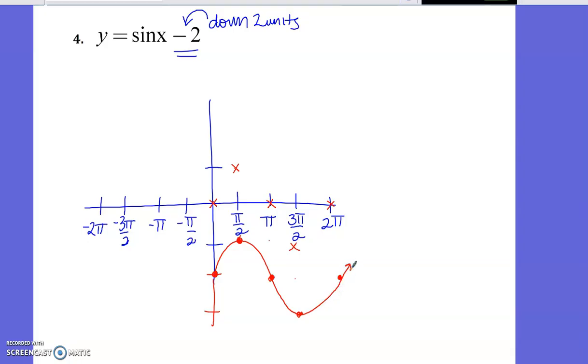So I'm just going to continue that over here. And finish the graph. This one should be a little higher. There we go. Okay.